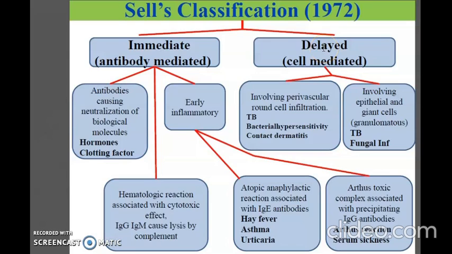In the delayed hypersensitivity, it is otherwise termed as T-cell mediated or cell mediated. It mainly includes the infection type and contact dermatitis type. That is the one that is involving perivascular round cell infiltration. The examples of this type of reactions include contact dermatitis, bacterial hypersensitivity, and in TB, that is tuberculosis. And the other one is the infection type that involves epithelial and giant cells. It happens in fungal infections and in tuberculosis.